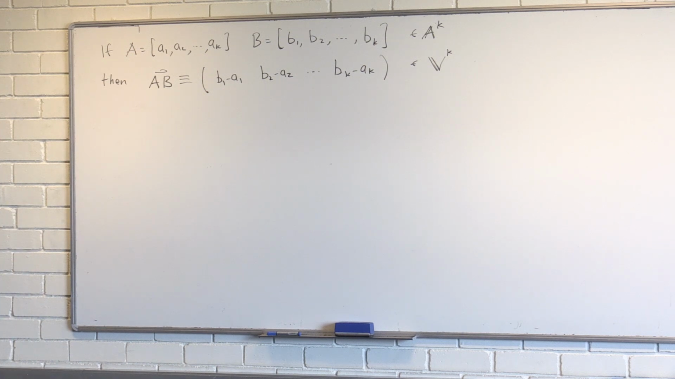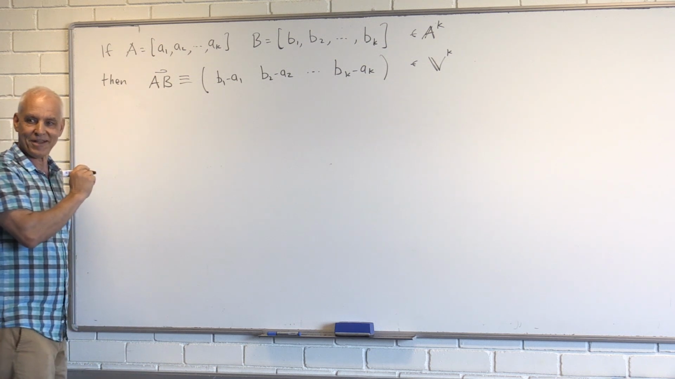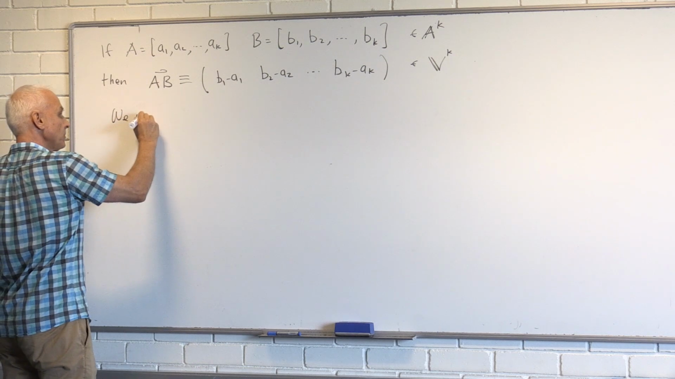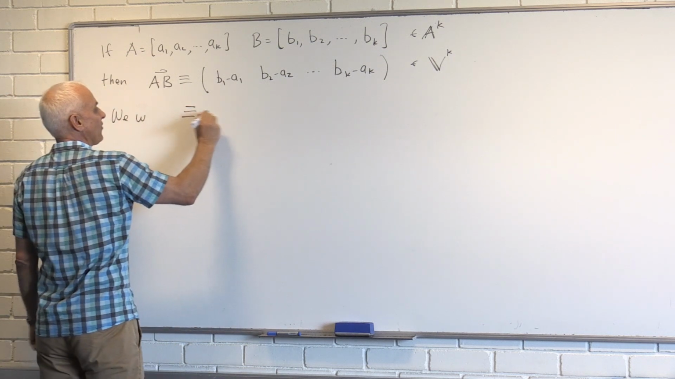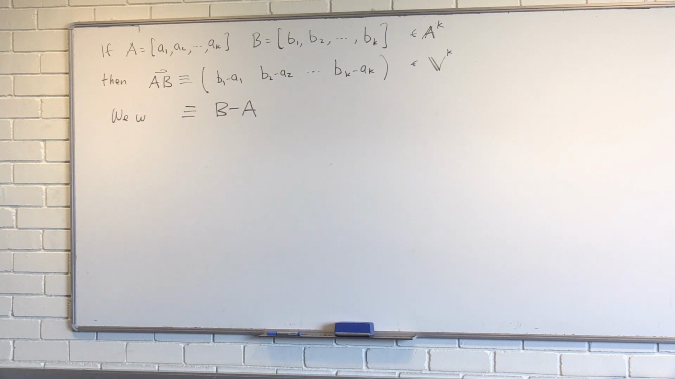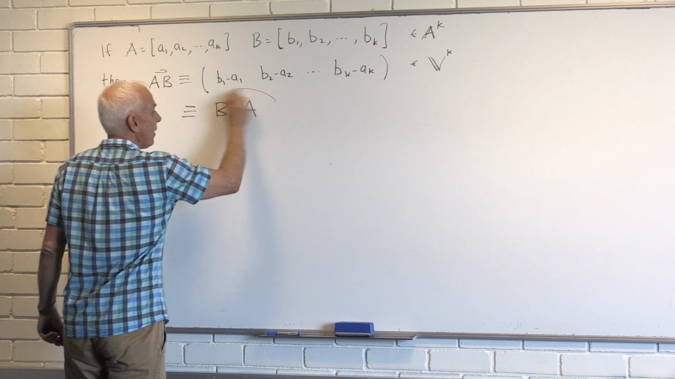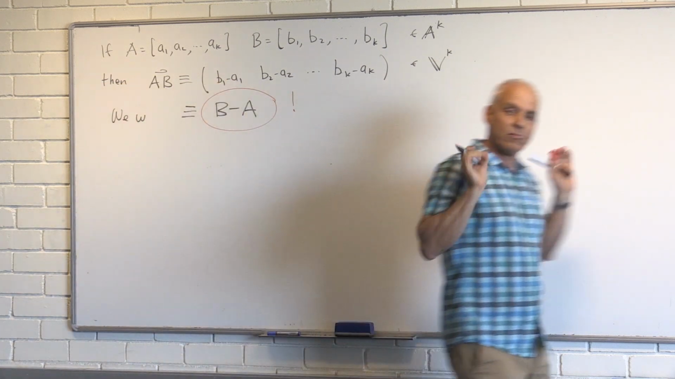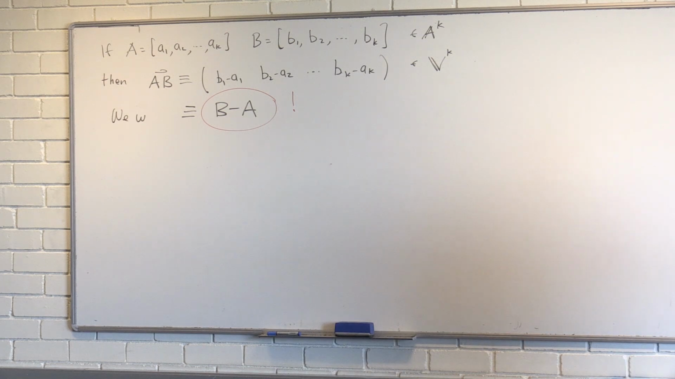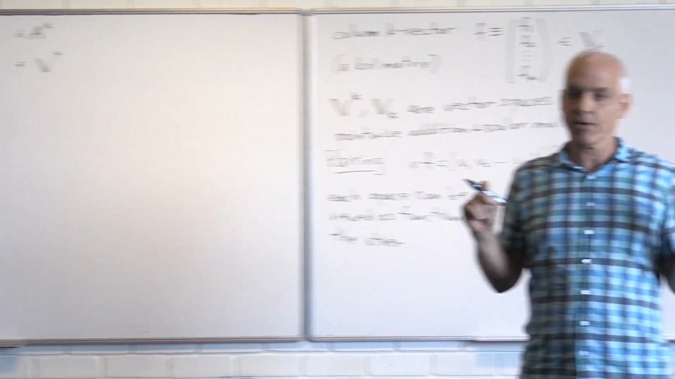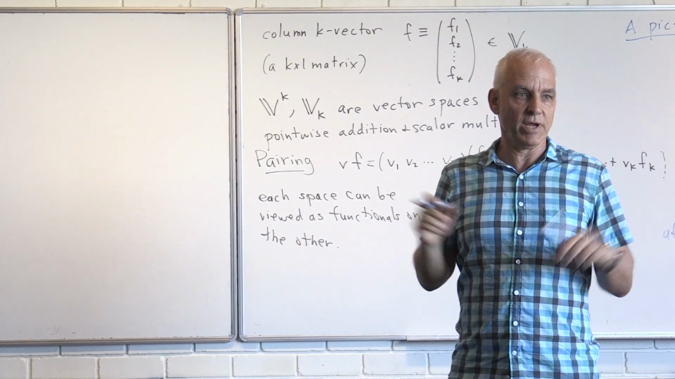Okay, so now we allow ourselves some novel notation. So we write this also as B minus A. Right, so that's a novel idea, I think. So we've got 2 points. The vector between them, we will allow ourselves to use the difference operator to represent the vector between these 2 points.